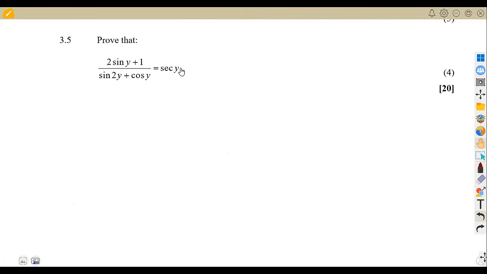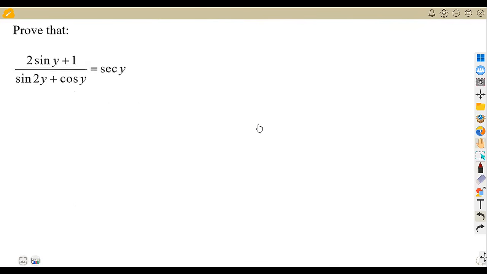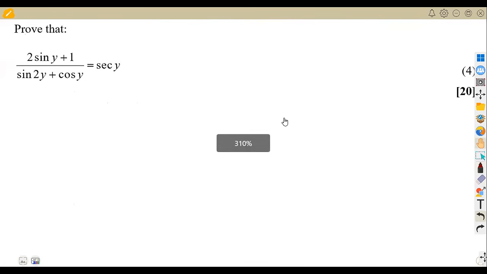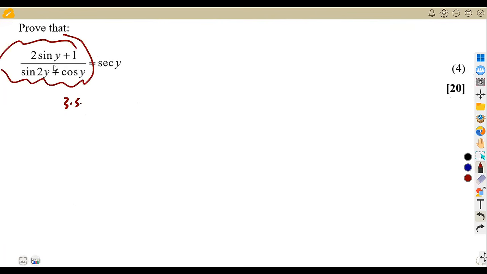All right, let us check 3.5, which is the last part of the question that you're given. 3.5, prove that this must be equal to this, 4 marks for that. Let's see how we are going to work with this identity here. I'm just going to take the most complicated part where we've got a lot of things, which is the left-hand side in this case. So I'm going to work from the left-hand side.